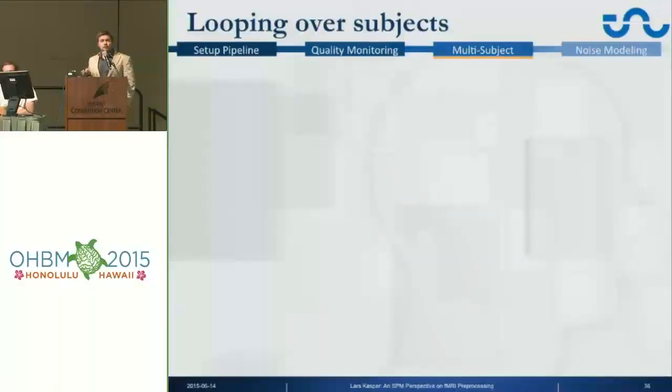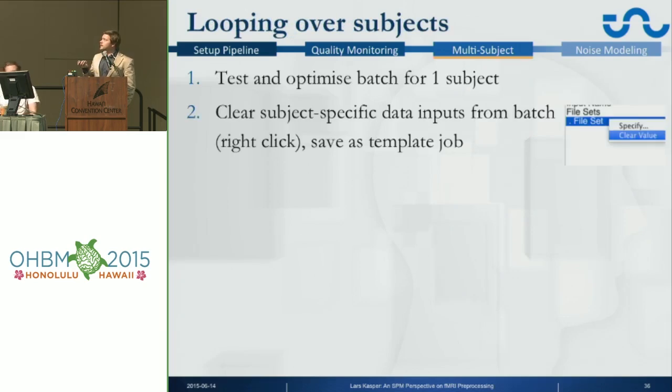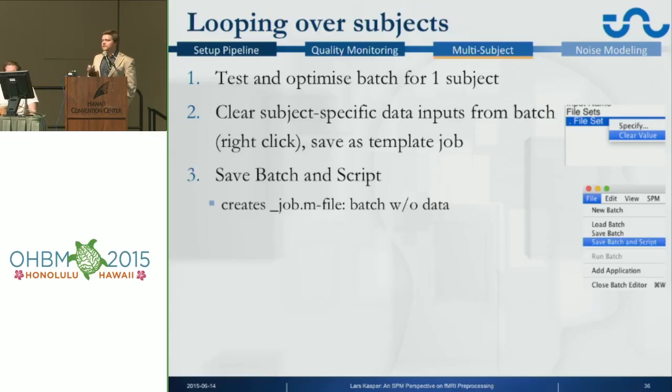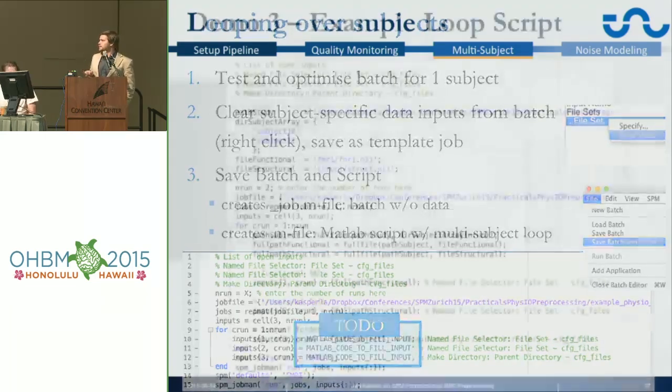And what you have to do then is loop over the subjects. So once you've tested and optimized the batch for one subject, you clear the subject-specific values from this batch just by right-clicking and saying clear value. And then there's an option to save this batch along with the script in SPM, which creates this job file that we've seen before, but it also creates an M file, a MATLAB script file, which is basically just a loop over all subjects, and it has some template inputs that you have to fill out yourself. And these are, in this case, the subject folder and the structural and the functional data.